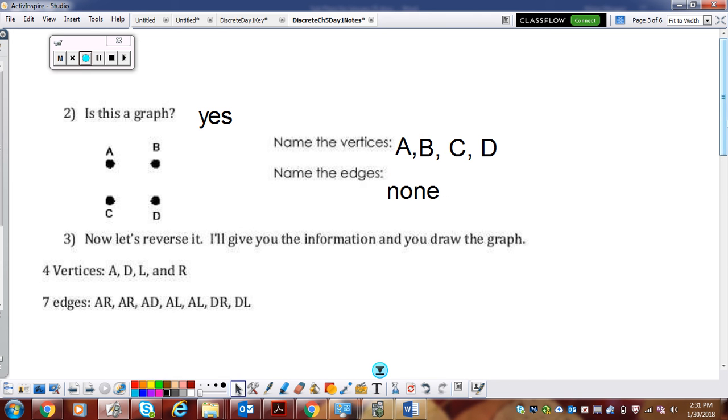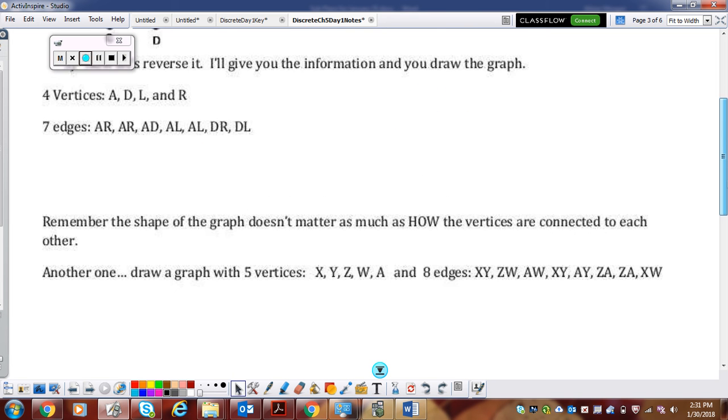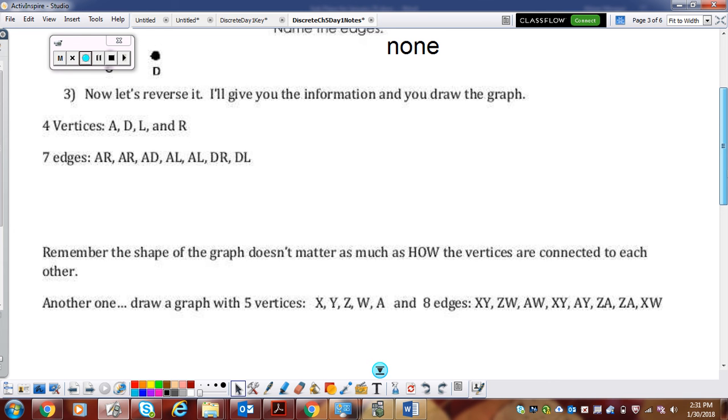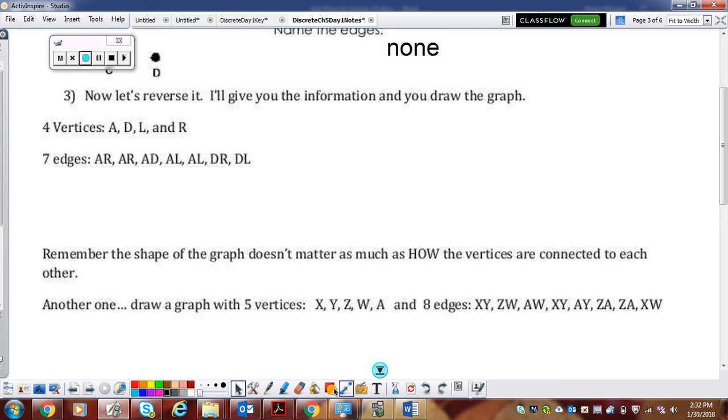All right. Now what we're going to do next is we're going to reverse it. I'm going to give you the information and you draw the graph. So now it doesn't really matter where you put the dots. So I'm going to put my dots. A. All right, so we're going to say this is A. We're going to say that this is D. Really bad D. Here's your L. And we're going to make that R.